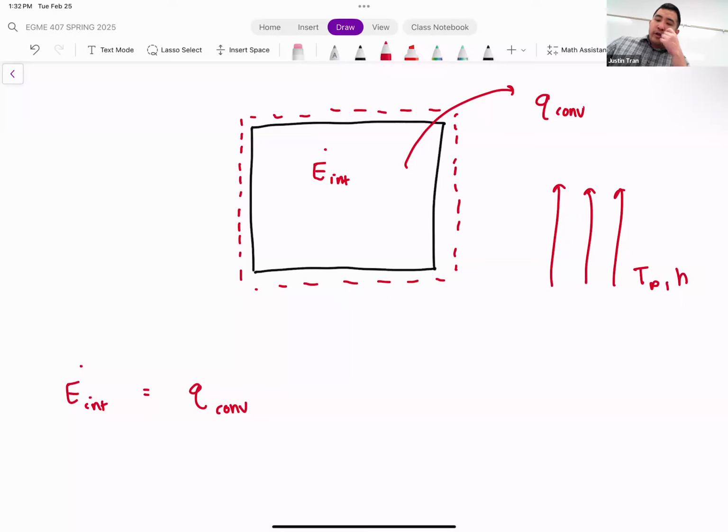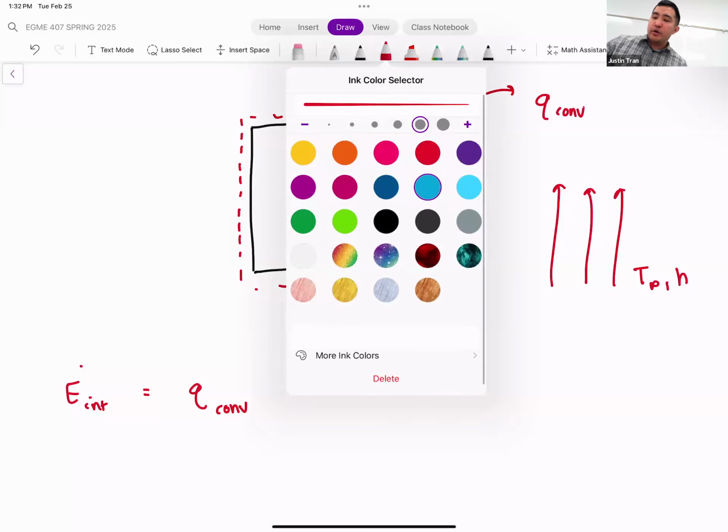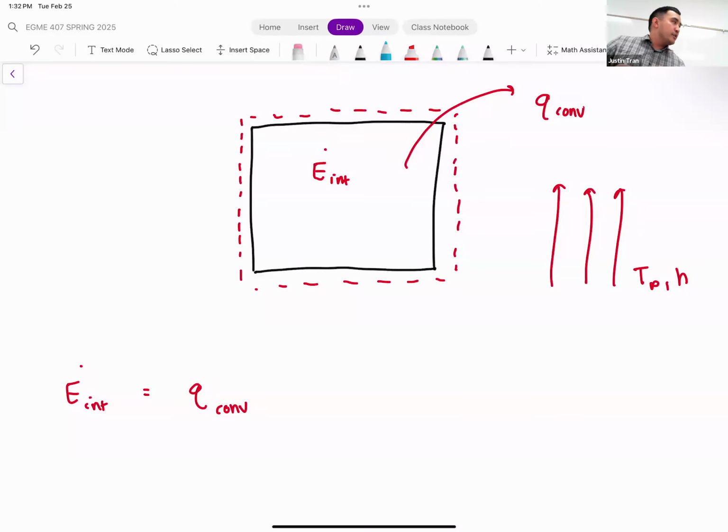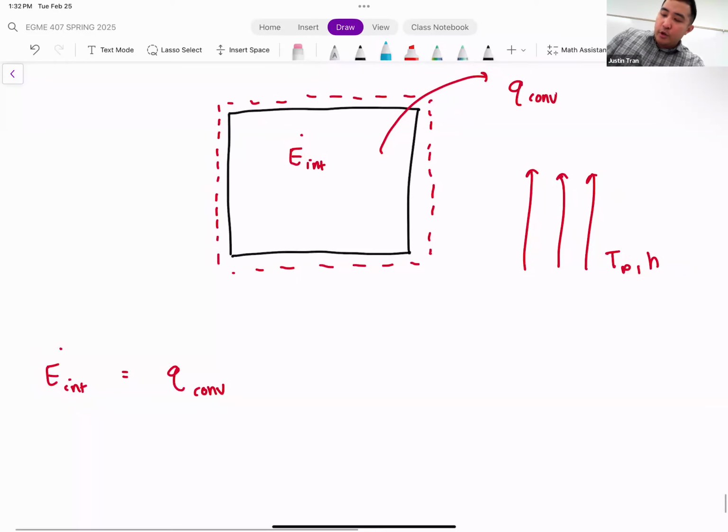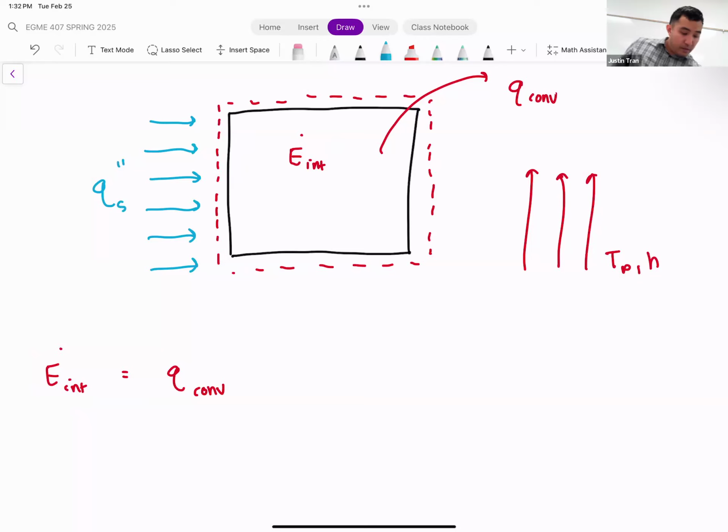Okay, so far we've only considered convection, but what if we also included, let's say that this object is being heated by some kind of heater on the outside, right? So in other words, maybe there's some kind of heat flux that's being applied onto one side of the object. So we'll call this Q_s double prime. This Q_s double prime here is some kind of applied heat flux.